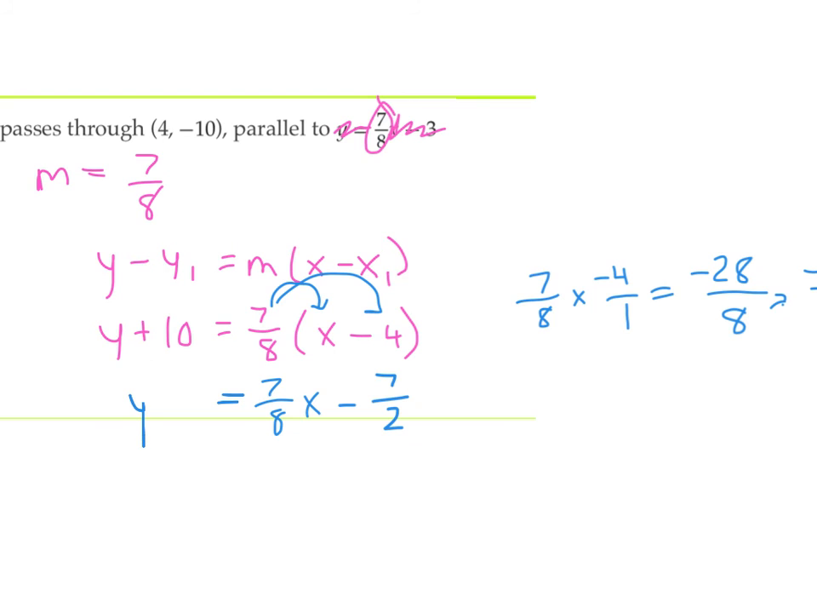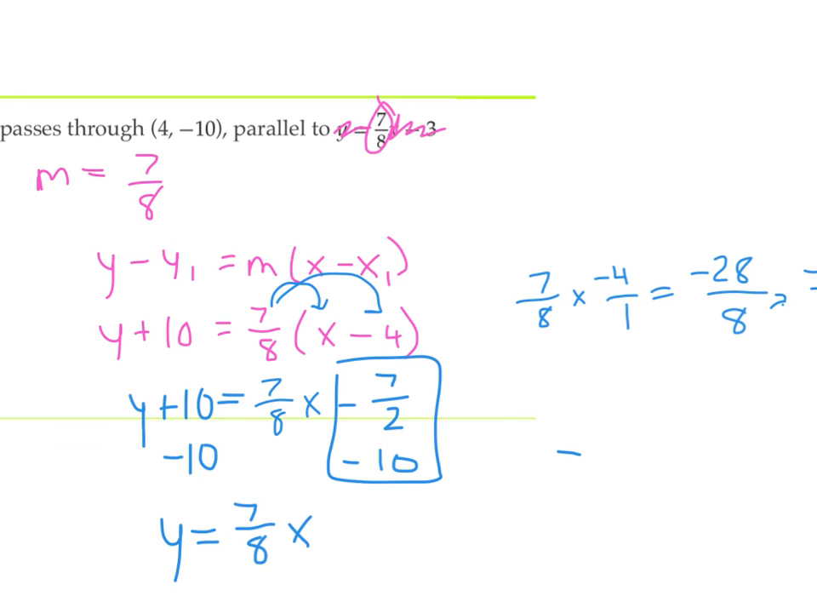This is equal to y plus 10. Now, how do we get our y all by itself? Subtract 10 on both sides. So y is equal to 7 over 8x. And then we need to combine our like terms here. So we have -7 over 2 minus 10 over 1.